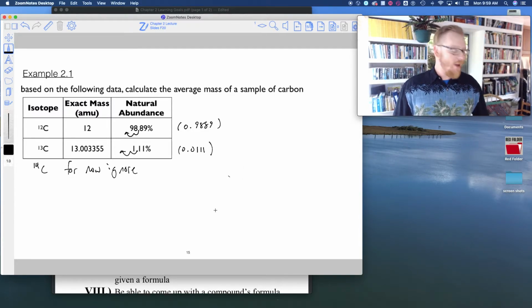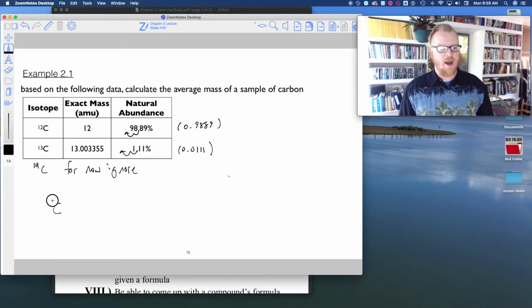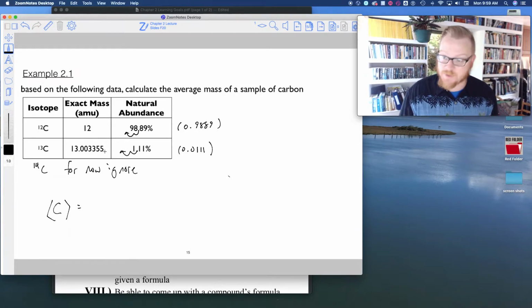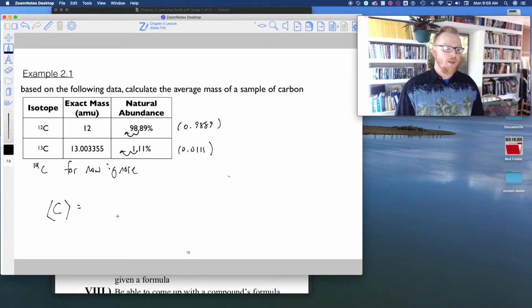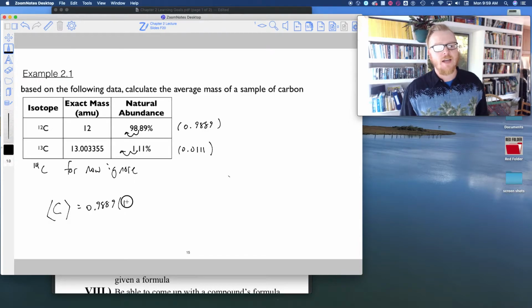We get the average mass of a sample of carbon. I'm going to write just mass of carbon, I'll say a C for now, and I'll put brackets. That means average. So it's going to be the natural abundance times the mass plus the natural abundance times the mass. I don't have a formula for you, but this is how it's going to go. It's going to go 0.9889 times exactly 12.